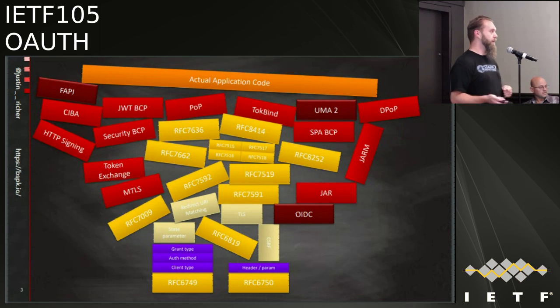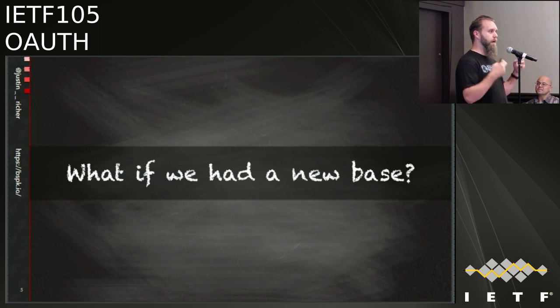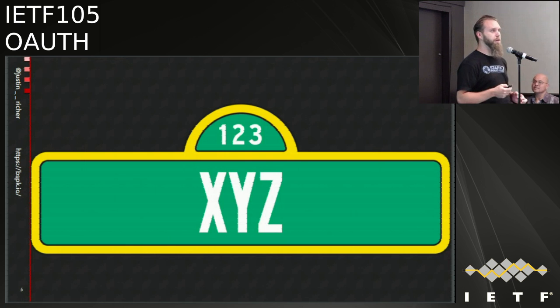In addition to that, as we were just hearing, there are a lot of cases where OAuth doesn't fit. And so I've been thinking that OAuth 2, as we know it and as we have it built today, is really starting to reach its edges. So over the last year or so, I've started to do an experiment of trying to see what it could look like if we started with a new base, something that was not specifically OAuth 2 compatible.